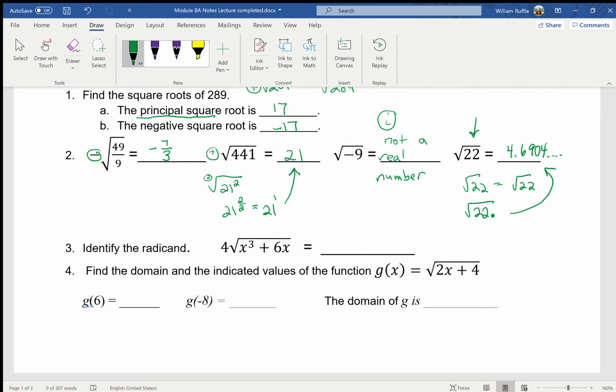Right. Here's the one that I talked about in notes. Identify the radicand. The radicand is what's underneath the square root. So it's just x cubed plus 6x. And that's all you got to do.